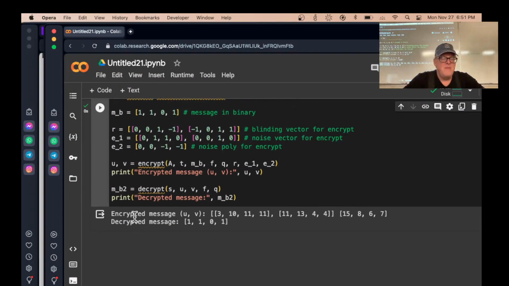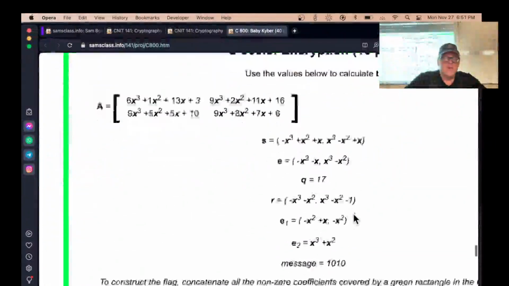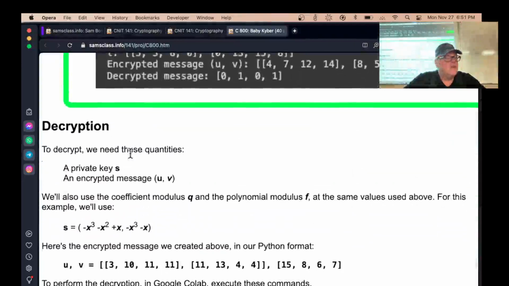So the encrypted message turns into this. First a vector with two polynomials, and then a single polynomial, that's u and v. And when you decrypt it, you get 1101, which is the 1011 backwards again, of course. So that's how it works. And so you got an encryption challenge here you have to put in, and then you can do decryption alone.